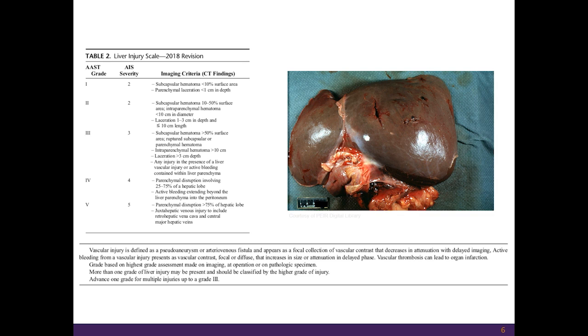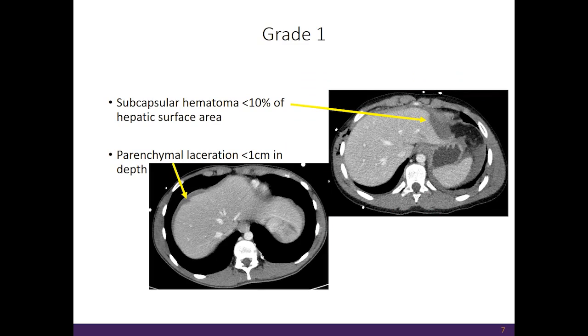You're going to grade based on the highest grade assessment on that imaging, or at operation, or the pathologic specimen. And if there's more than one grade, it's going to be the higher grade of injury that you select. And you can advance one grade for multiple injuries up to a grade of 3. So let's jump right into this.